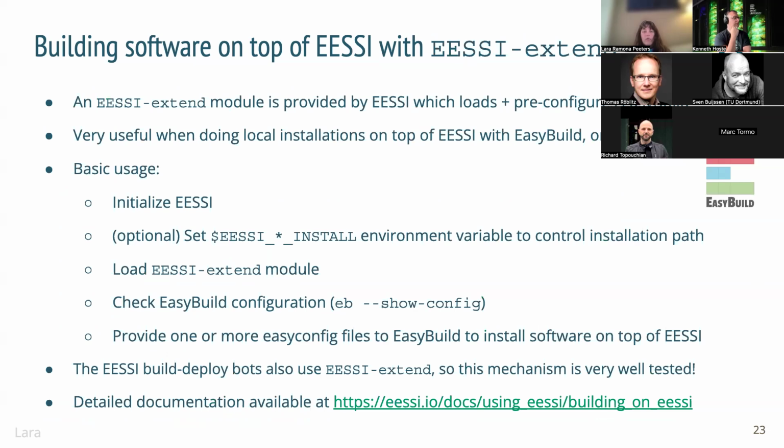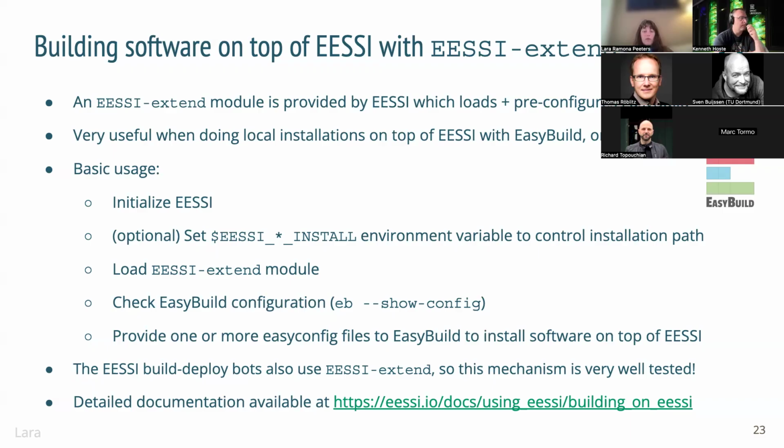So for building software on top of EasyBuild, we have a tool which makes it easier to configure EasyBuild. It's called EESSI extend. The module is also shipped through EESSI. So once you've set up the EESSI environment, you can load the EESSI extend module, which will pre-configure EasyBuild and also load EasyBuild. It's very useful when you're doing local installations on top of EESSI with EasyBuild or testing stuff. So that you're sure all the configuration is set up correctly.